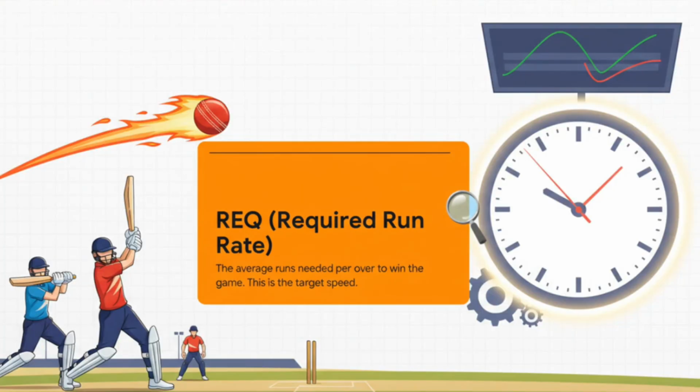Now, if CRR is the speed you are going, REQ, or required run rate, is the speed you need to go to win. England's required rate is 9.3, and because their current rate, 11.42, is higher than what's required, they're actually ahead of the pace. They're beating the clock, which is a great place to be.